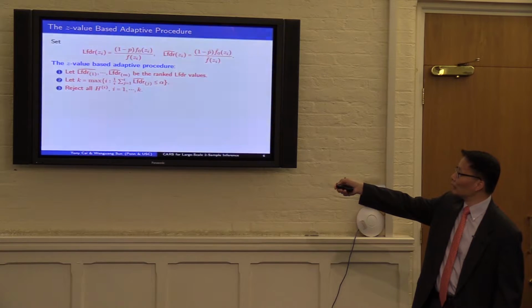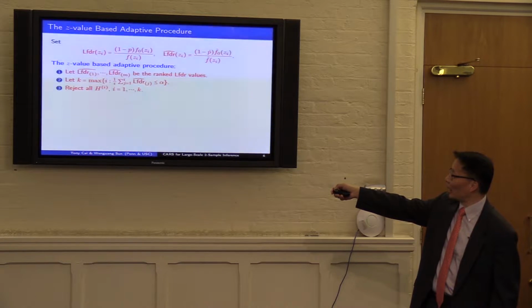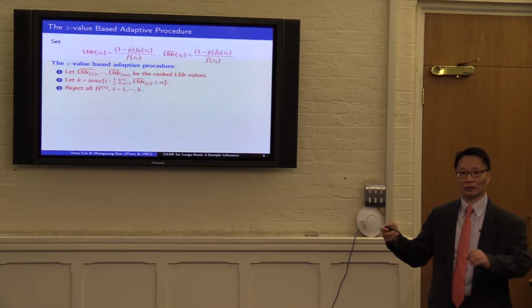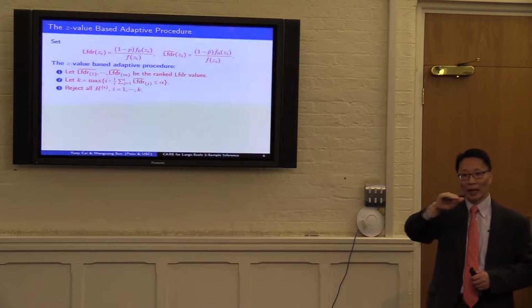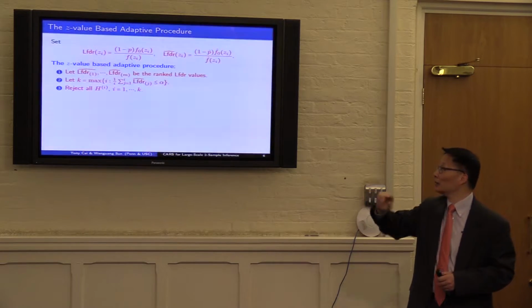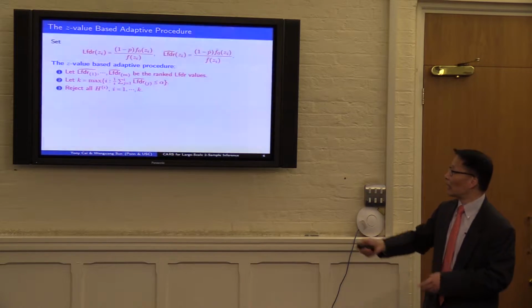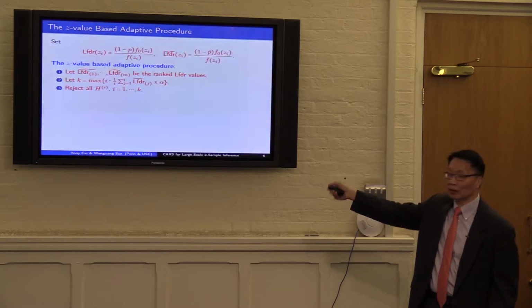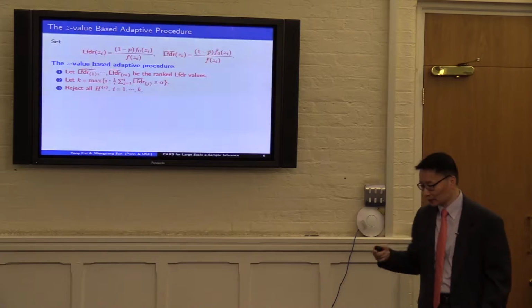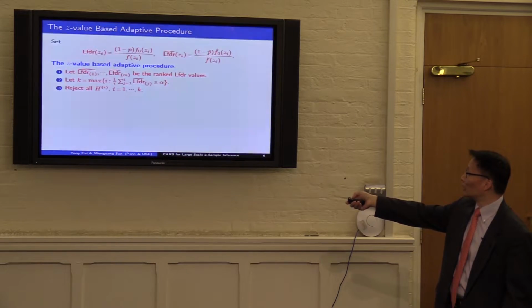So the way we do it is we rank the p-value, local FDR from smallest to the largest. And then we define this k. Then we have the moving average, because I rank from smallest to largest. So this moving average, as you move along, it also increases. And the last time it falls below this alpha, you stop. And then you reject all the hypotheses accordingly.